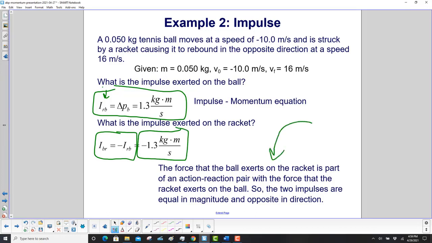The force that the ball exerts on the racket, and of course you use force to calculate impulse, is part of an action-reaction pair with the force that the racket exerts on the ball. So the two impulses are equal in magnitude and opposite in direction.